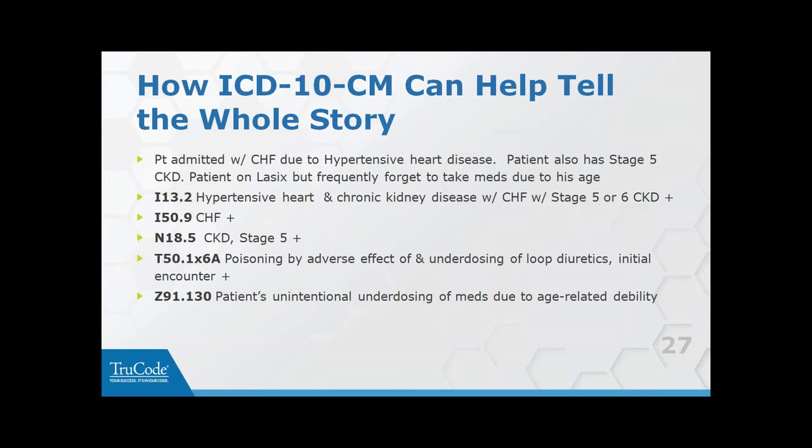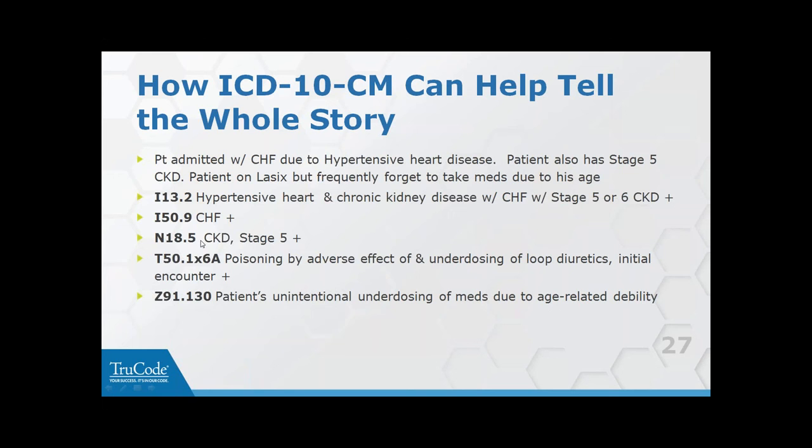The other thing you want to talk about with documentation is that ICD-10-CM, because it is more specific, can help tell the whole story. And that's really always what we're doing with documentation. We're trying to tell the whole story. So you can see this patient was admitted with congestive heart failure due to hypertensive disease. They also have stage 5 chronic kidney disease, and the patient is on Lasix but frequently forgot to take their meds due to his age. In ICD-9 and ICD-10, I can code the first things: the hypertensive heart and chronic kidney disease, the heart failure, and the chronic kidney disease stage 5.